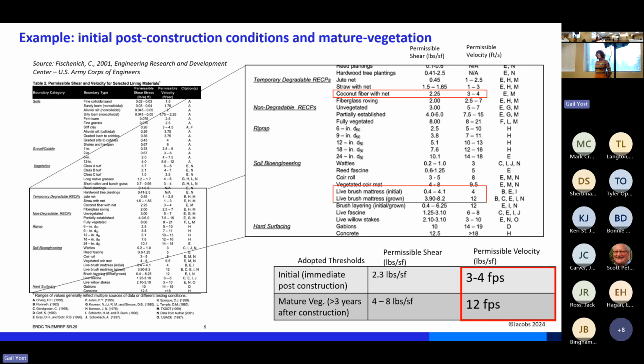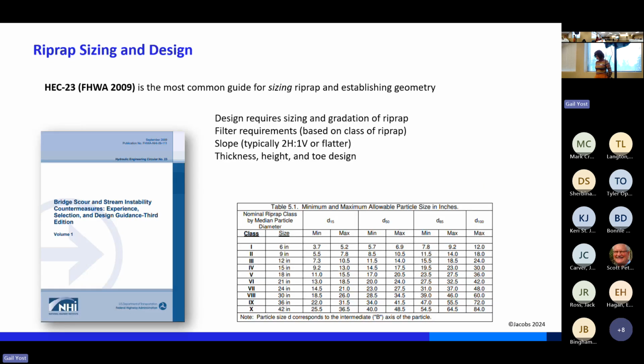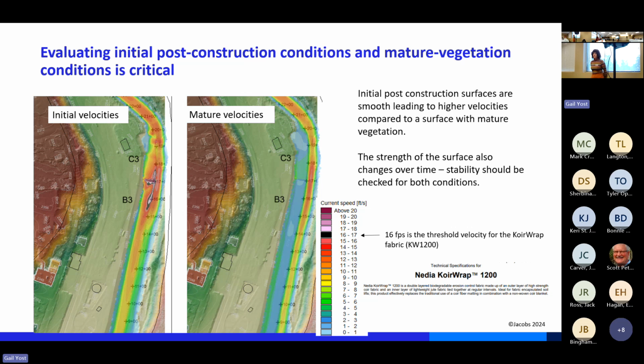So here would be an example of looking at it. This is a site in Northern California. On the left would be the initial velocities right after they constructed it. So it's smooth, no vegetation growth on it. And you're looking at velocities, color coded. So 16 feet per second was the threshold for this material.